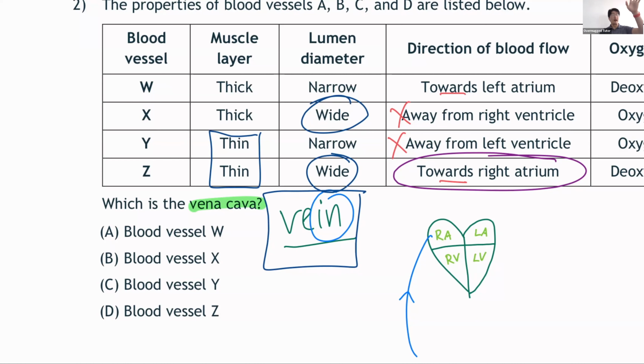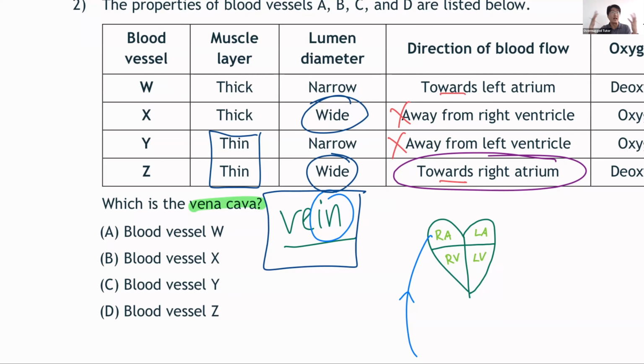Okay? I'm sure all of us will have played with the water hose before and then you cover the gap with your thumb or something. Then what happens to the water? Shoots out, right? Shoots out faster. But if you measure it, the water pressure also increases. The narrower the lumen, the greater the pressure of flow. Right? So this ensures that I can bring blood away from the heart to all the cells faster. So all of you can get oxygenated blood faster as well.